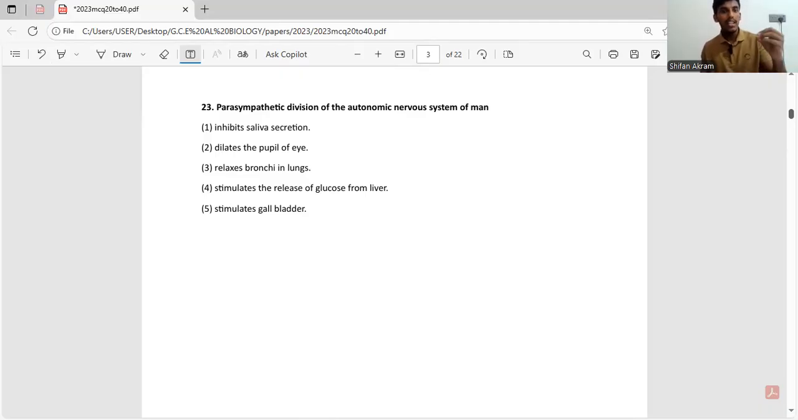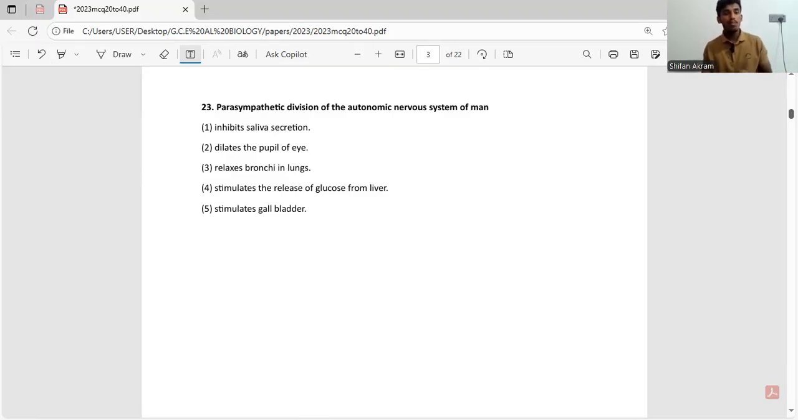First, we have inhibit saliva secretion. We know saliva is one of the most important things during digestion, because saliva digests the food in the mouth. So this is an activity of the parasympathetic division. Here they are saying inhibit saliva secretion, but during parasympathetic division, saliva secretion is stimulated, not inhibited. Again, we can eliminate that answer.